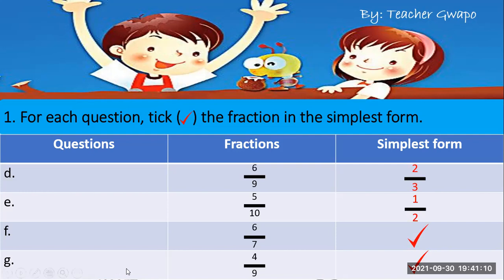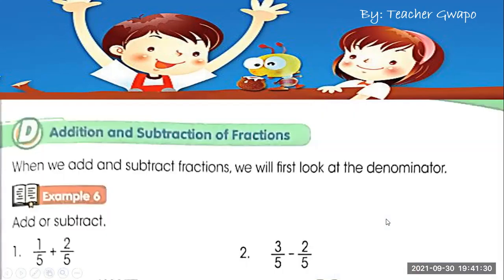Why is it 1 over 2? Because we divide 5 by 5, which is 1. 5 divided by 5 is 1. Okay, here why is it 2 over 3? Because we divide 6 by 3, which is 2. 6 divided by 3 is 2. 9 divided by 3 is 3. Okay, you get it? Okay, good.